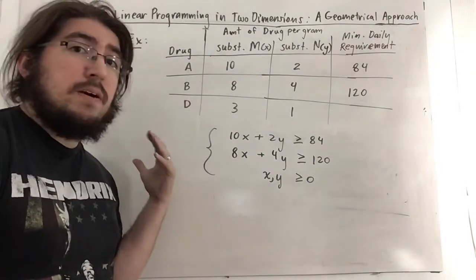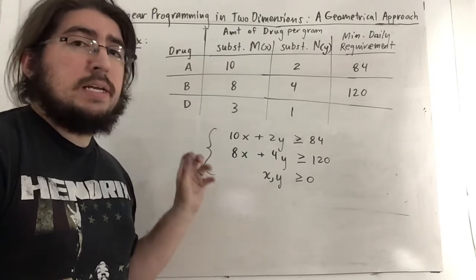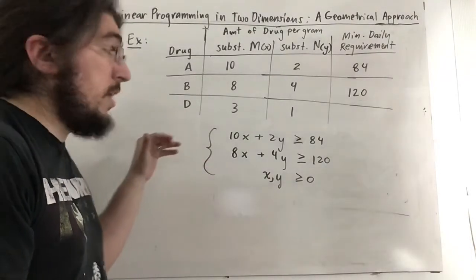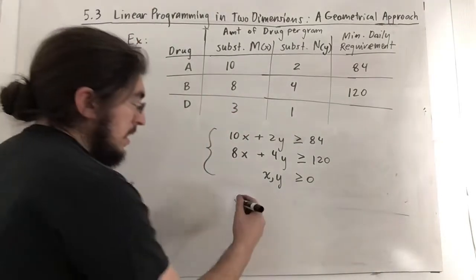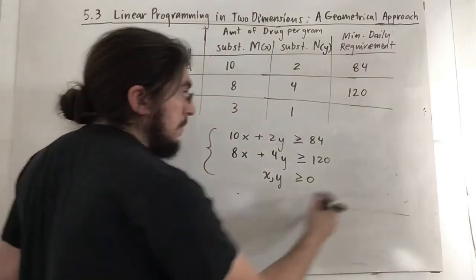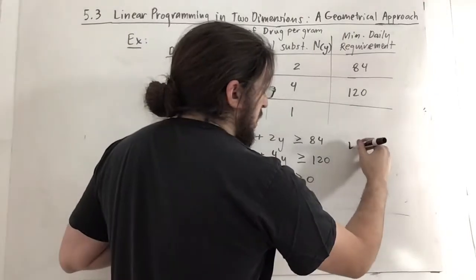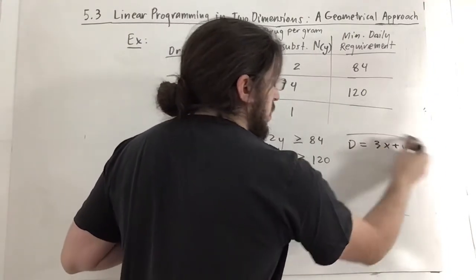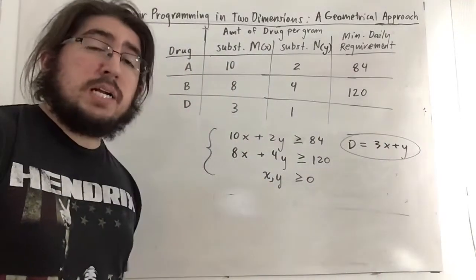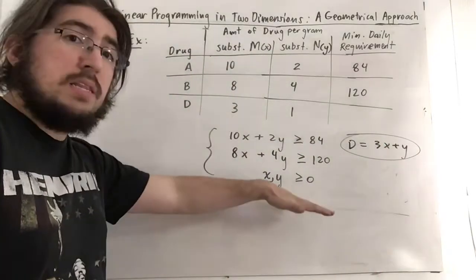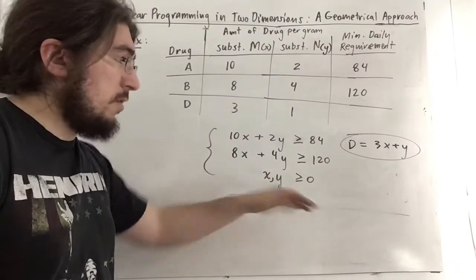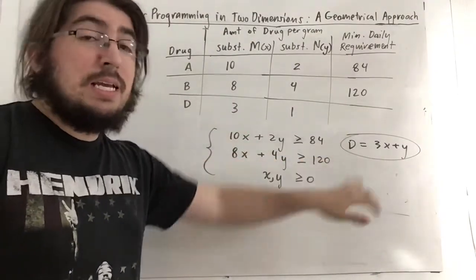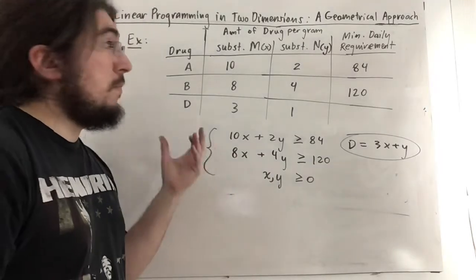Now we have what we're trying to maximize or minimize. We want to minimize the amount of drug D that we're administering. If you take a look at this, our objective function is D equals 3x plus 1y, or just 3x plus y. So that's our objective function. We're going to graph the feasible region, then find the corner points, plug them into this, and see which one's the minimum, because we want to minimize D.